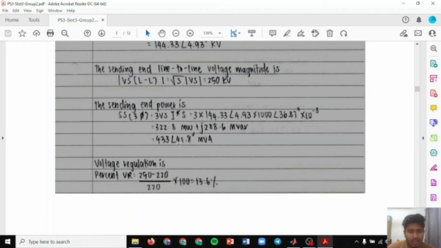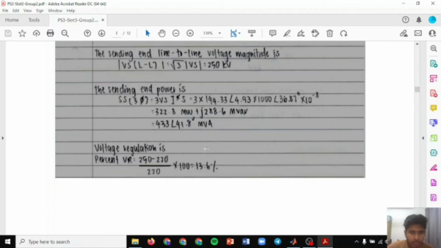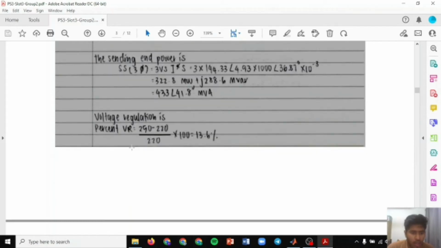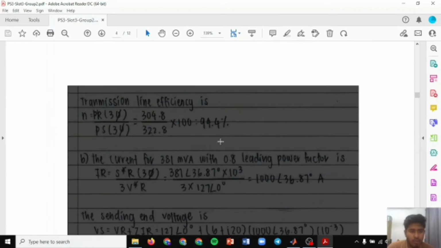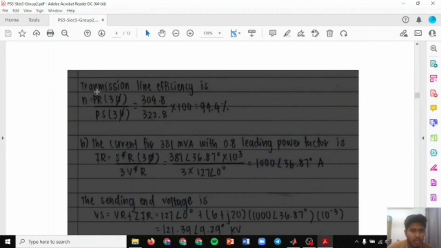The sending end power is 433 ∠41.8 degree megavolt ampere. The voltage regulation is 13.6%.